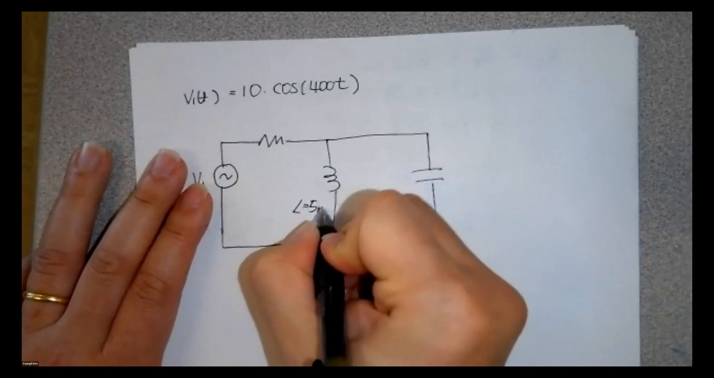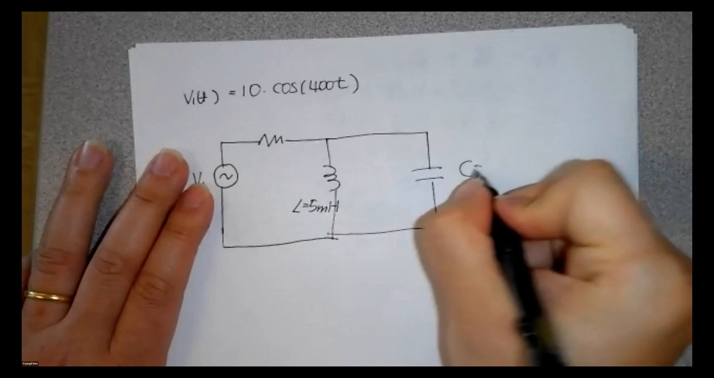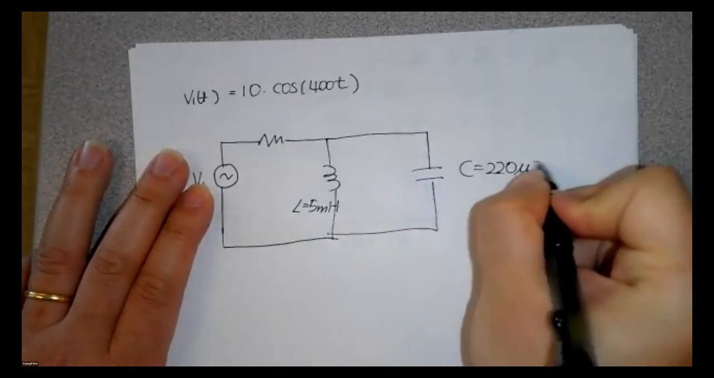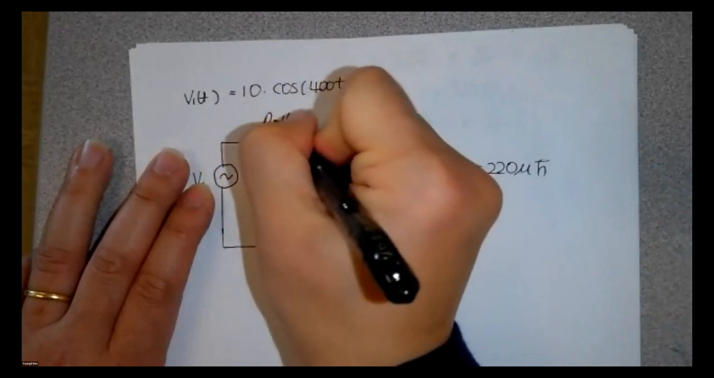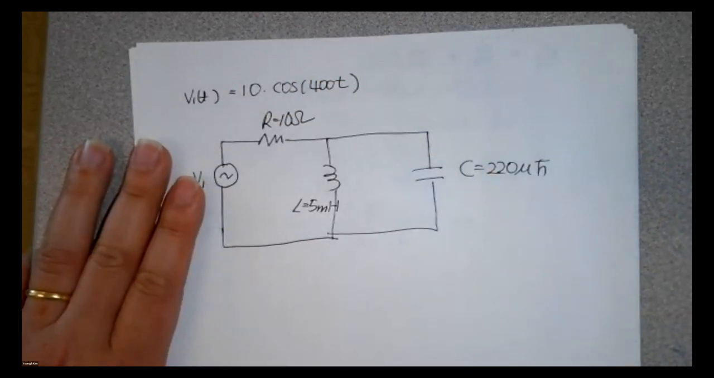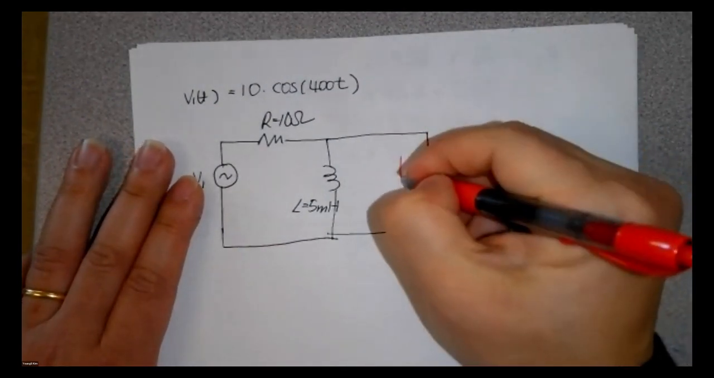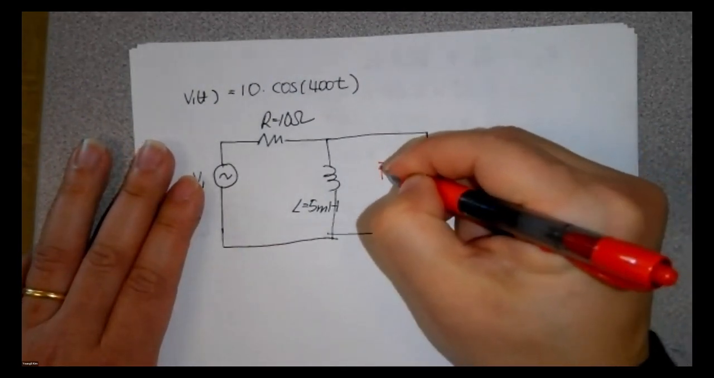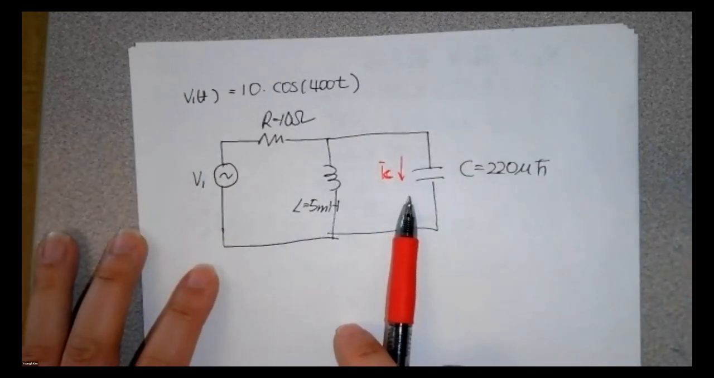L is 5 millihenry. C is 220 microfarad, and R is 10 ohm. So the question is, what is the I sub C here? What is the I sub C?